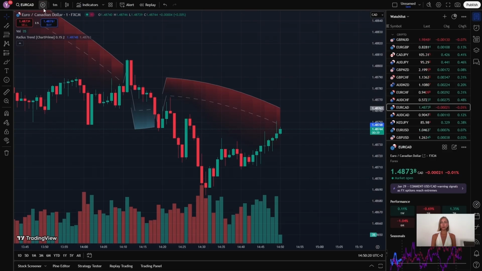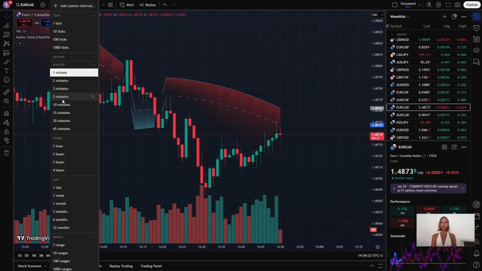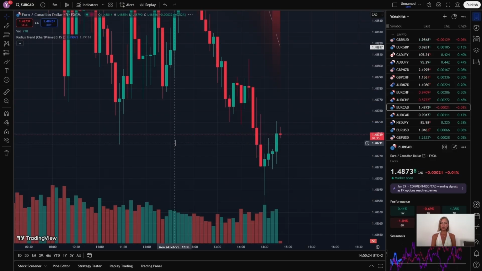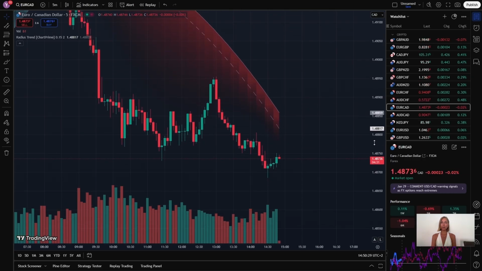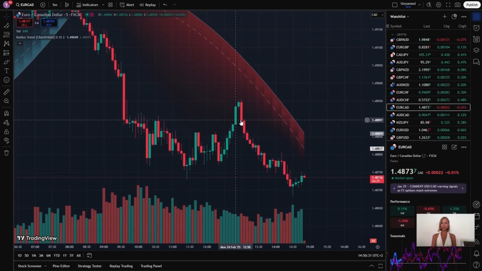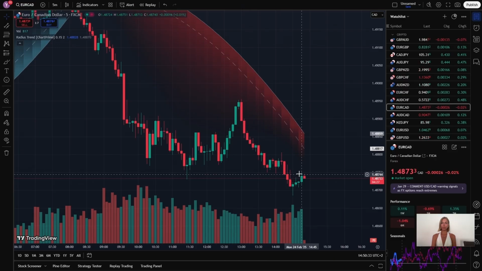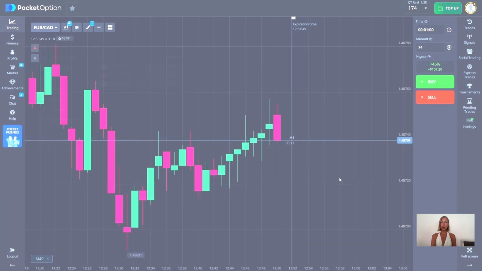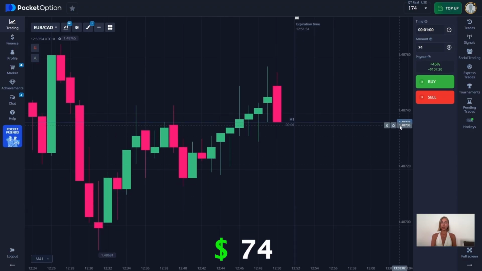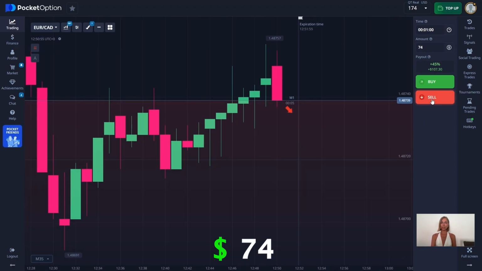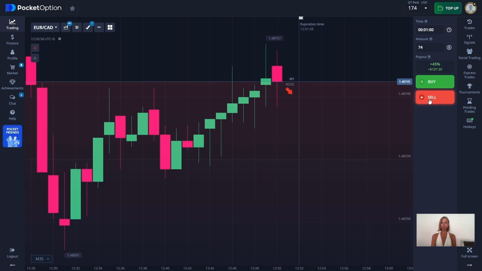But that's not all. I switched to the 5-minute time frame. There I can clearly see a strong downward trend, with each new high being lower than the previous. So I opened the correct currency pair for this setup. I'm waiting for the candle to close. Now my trade is open.